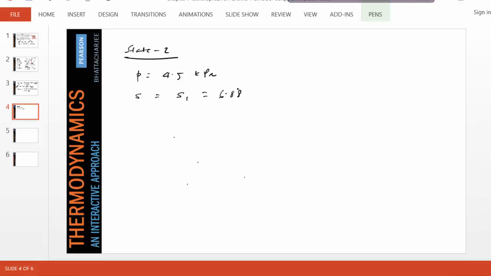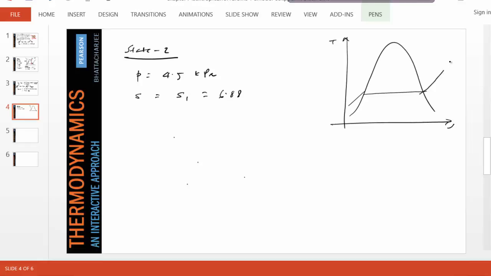We already found it. Look, we cannot assume where the state is. We just know that the pressure is 4.5 kPa, and we know the entropy of the state to be 6.88. But we cannot say if state 2 is inside or outside the dome. So what we need to do is to find the F and G properties first. What is S_F at 4.5 kPa? And what is S_G at 4.5 kPa?